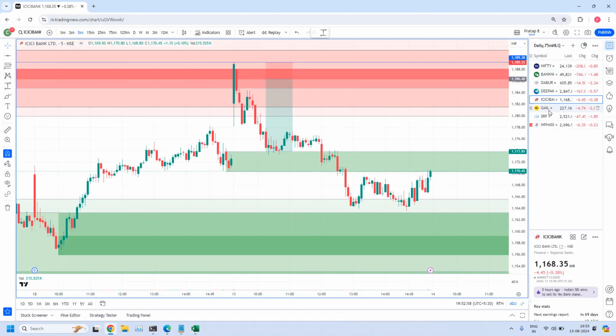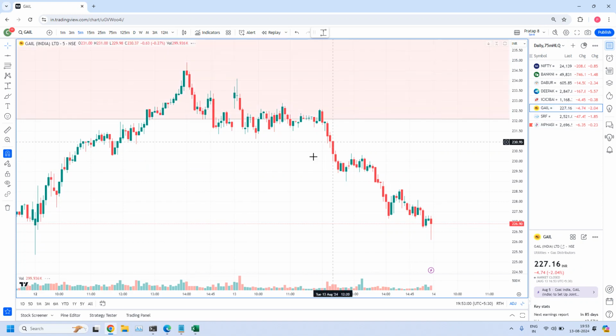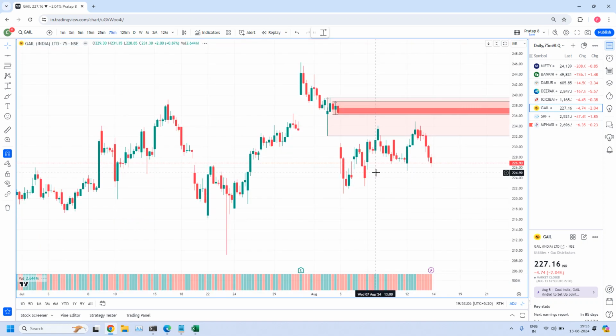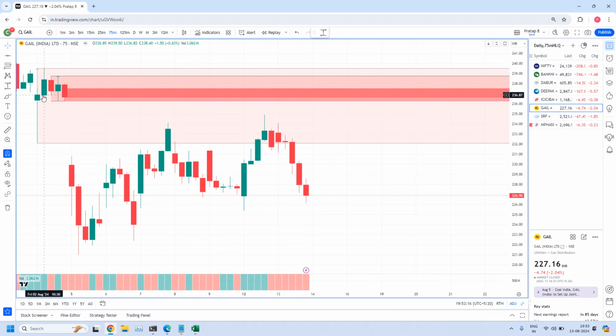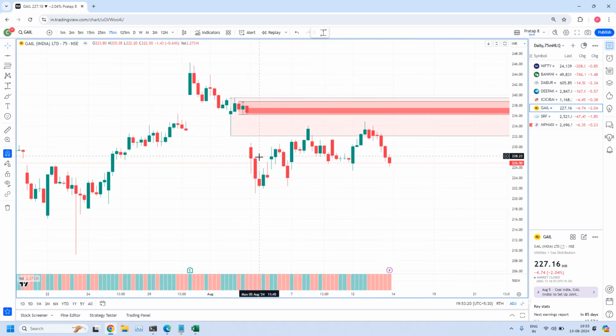And the next one is GAIL. GAIL is a 75 minutes high liquidity zone. So here we have an ERC candle as a leg-in, and then we have 3 base candles, and then a drop candle.